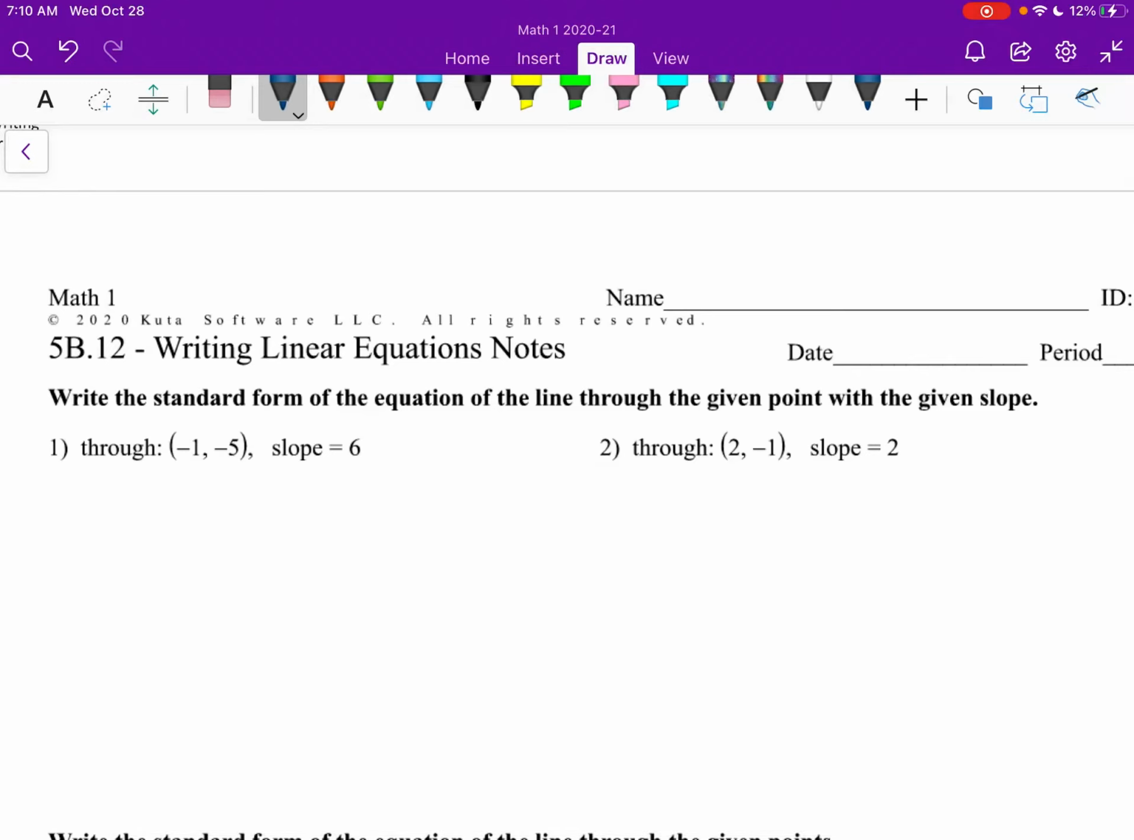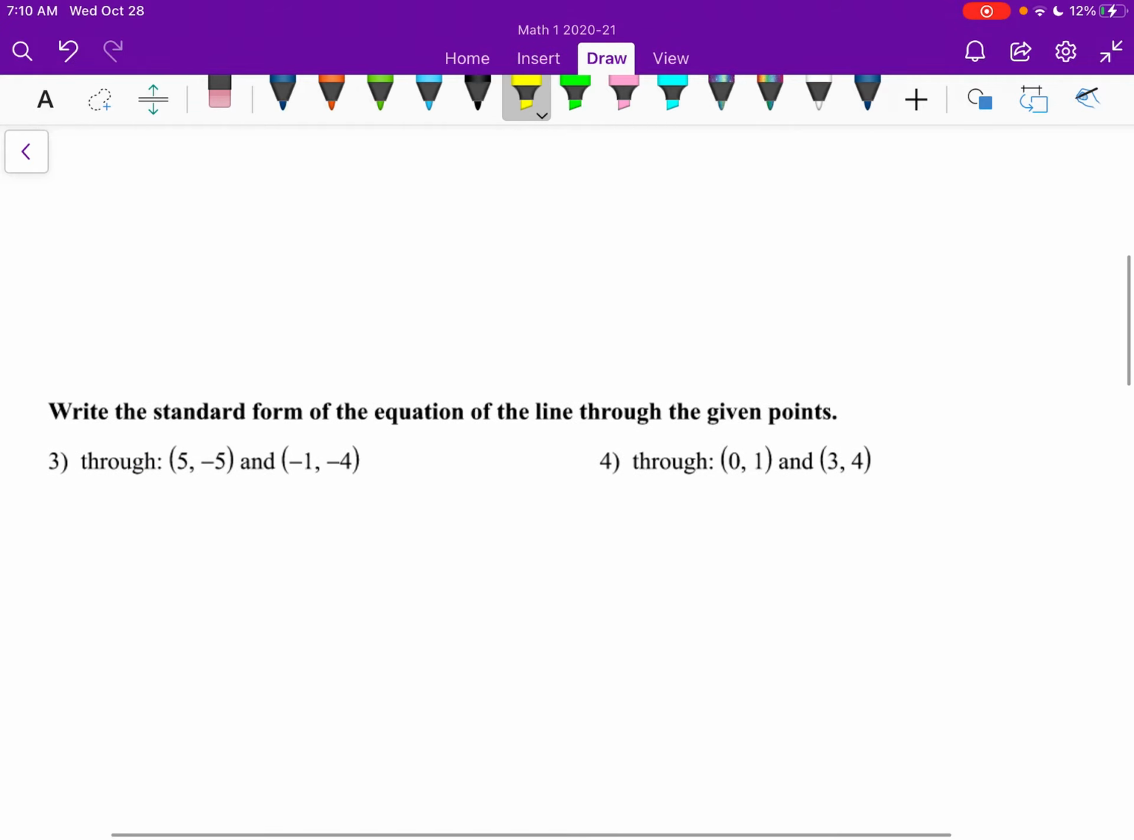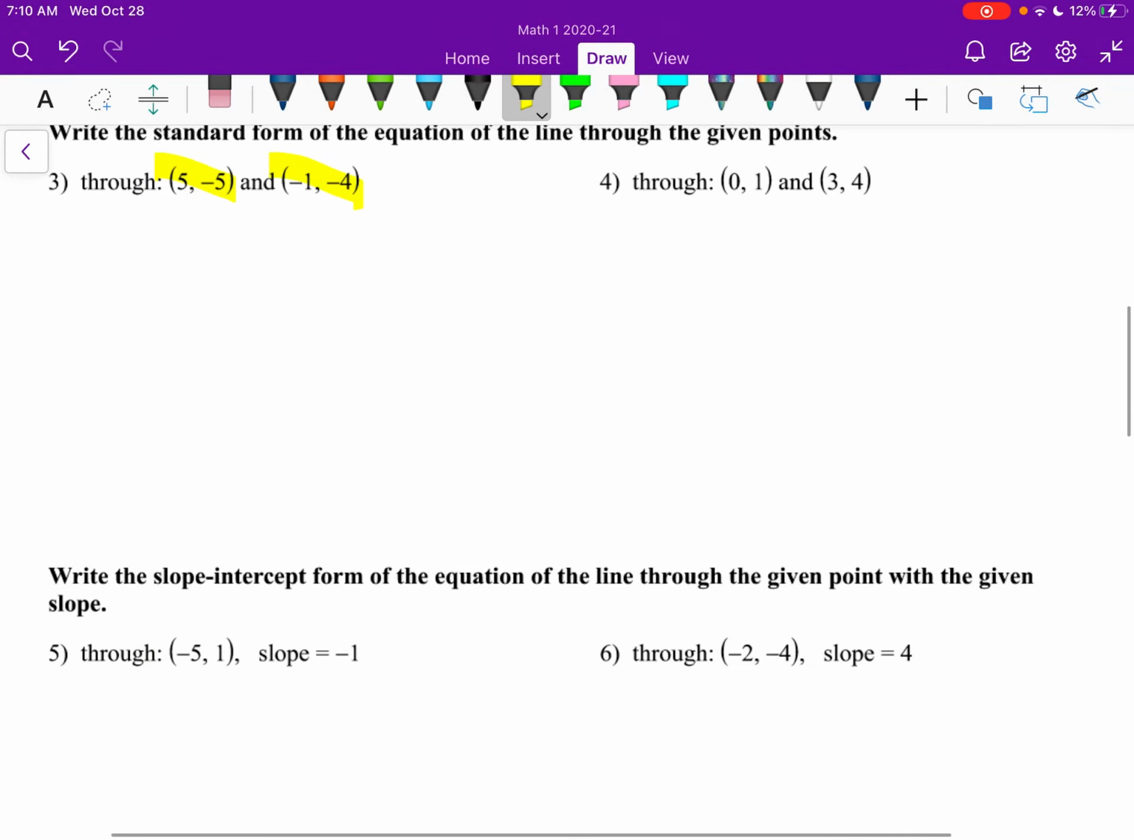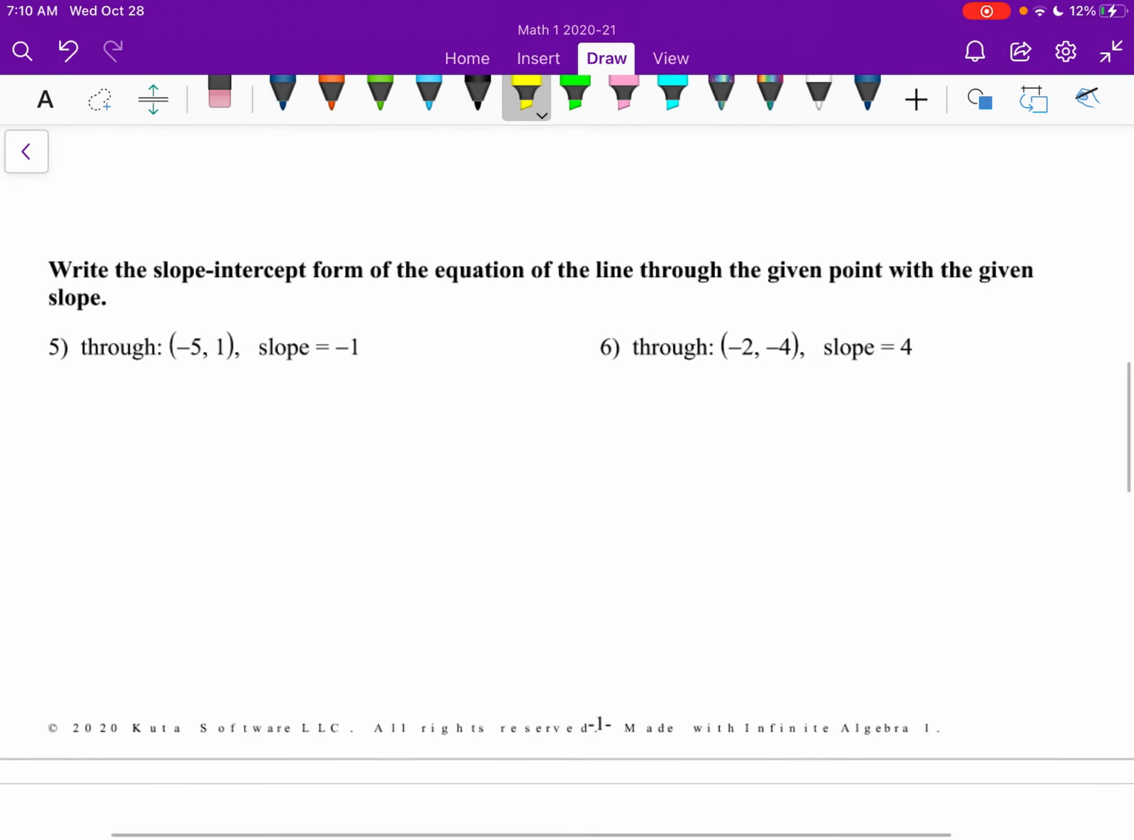Math 1, Section 12, Writing Linear Equations. In this lesson, we're going to be looking at writing linear equations given some information. Like in the first two, we've got a point and the slope. And in the second one, we've got two points. And then we go back to the point and the slope.